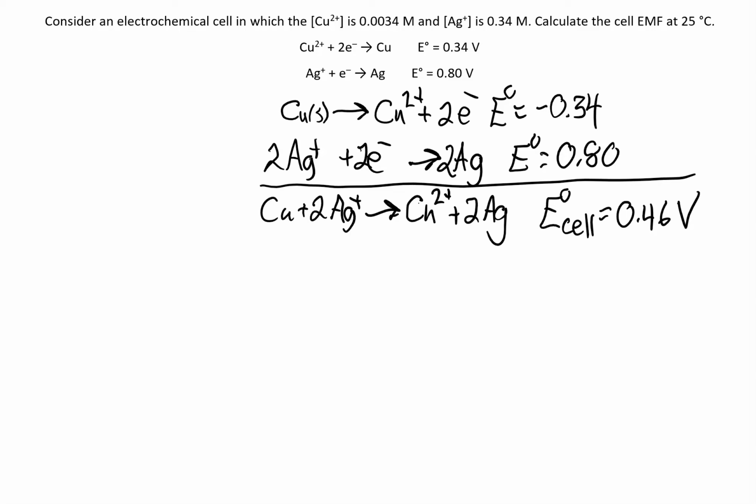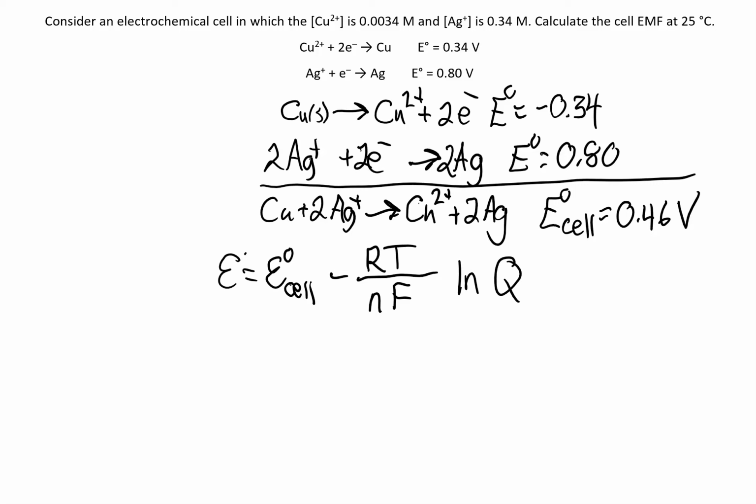So now that we've got our standard cell potential, we can use the Nernst equation to calculate the non-standard cell potential. Recall that this non-standard cell potential, E, is equal to standard state cell potential minus the gas constant R, the temperature T, over number of moles of electrons times Faraday's constant times the natural log of the reaction quotient. Well, what is the reaction quotient? This goes back to the equilibrium chapter when we talked about reaction quotients.